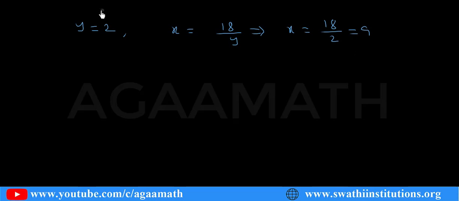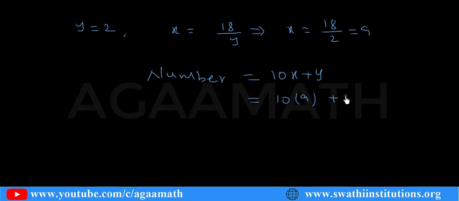So we got the y value and the x value. The number we have taken is 10x plus y, so just substitute the values: 10 of 9 plus y, that is 2, which equals 92. Hooray, I got it. The number is 92.